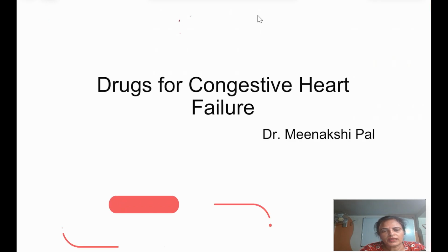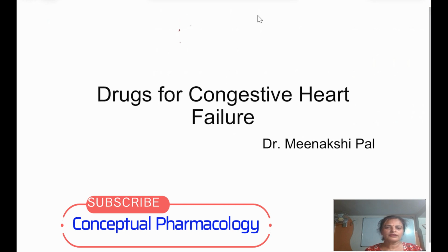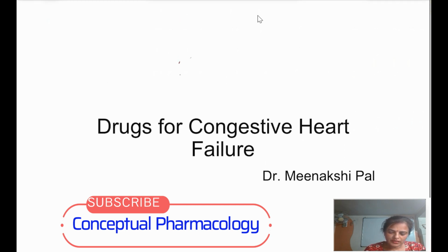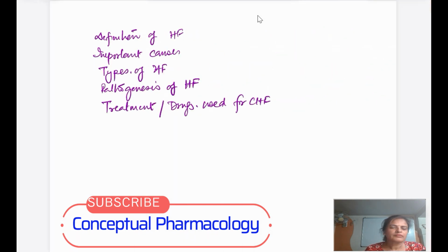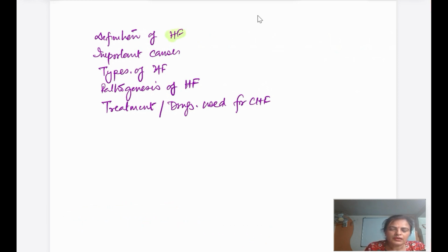Hello students, today I am taking another topic of pharmacology, that is drugs for congestive heart failure. It will be covered under these headings. What is a heart failure? Its important causes. What are the various types of heart failure? Pathogenesis, and what are the important drugs we use for congestive heart failure or for heart failure.